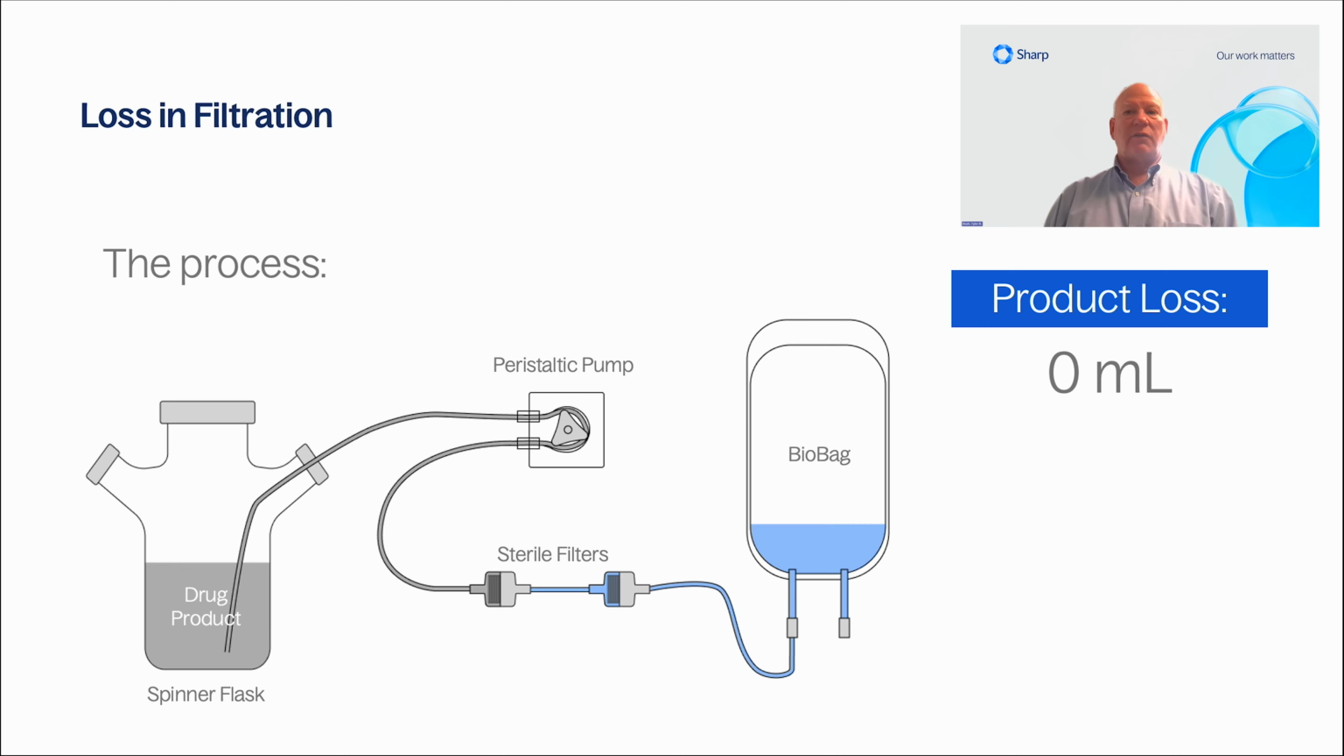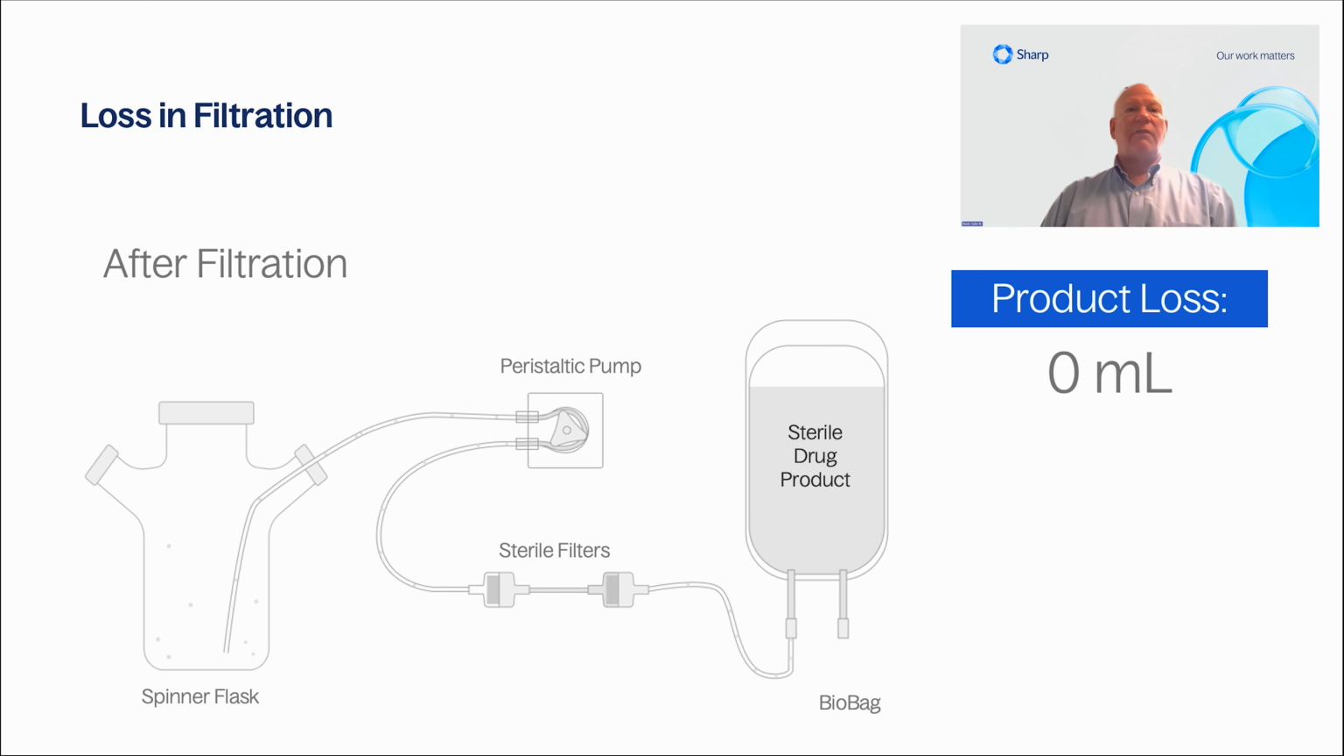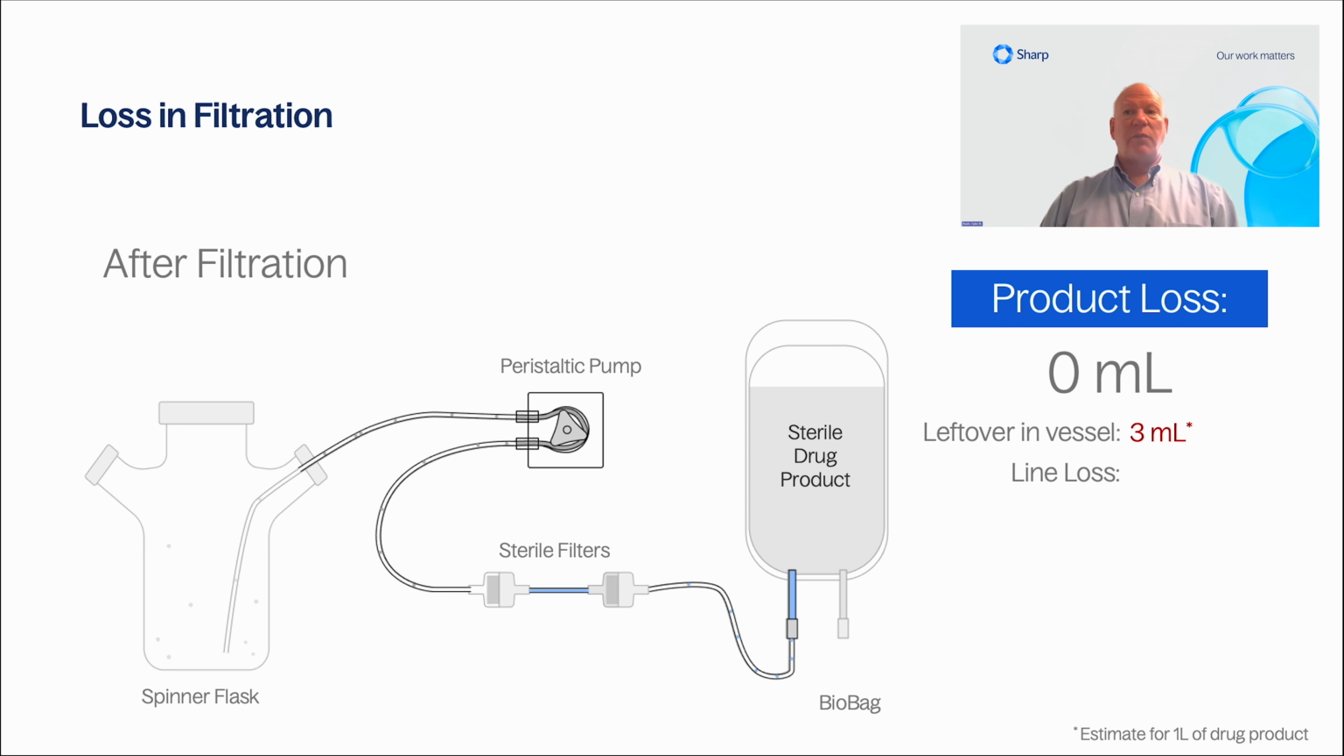So let's list those. First, you will have product left over in the vessel you are pulling from. This will only be a small amount of loss, and it all depends on the volume of the drug product being prepared and the size of the spinner flask being used. However, for a 1 liter volume of drug product, you will likely lose around 3 milliliters of product.